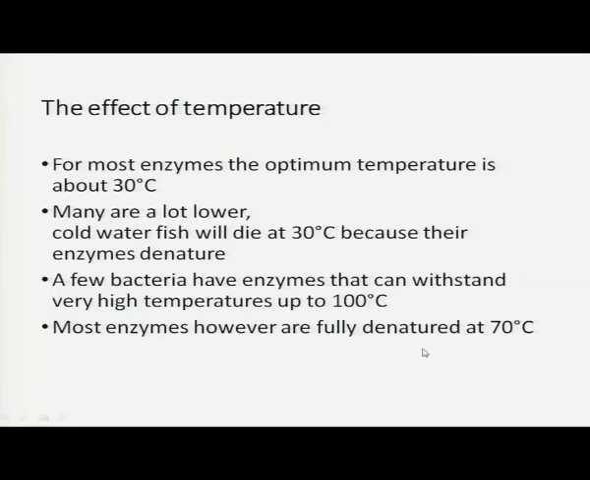Most of the enzyme, however, fully denatured at 70 degrees centigrade. Now, come to the main and very important part, that is inhibitors. Inhibitors are the chemical compounds which inhibit the chemical reactions. These inhibitors affect the enzyme activity.